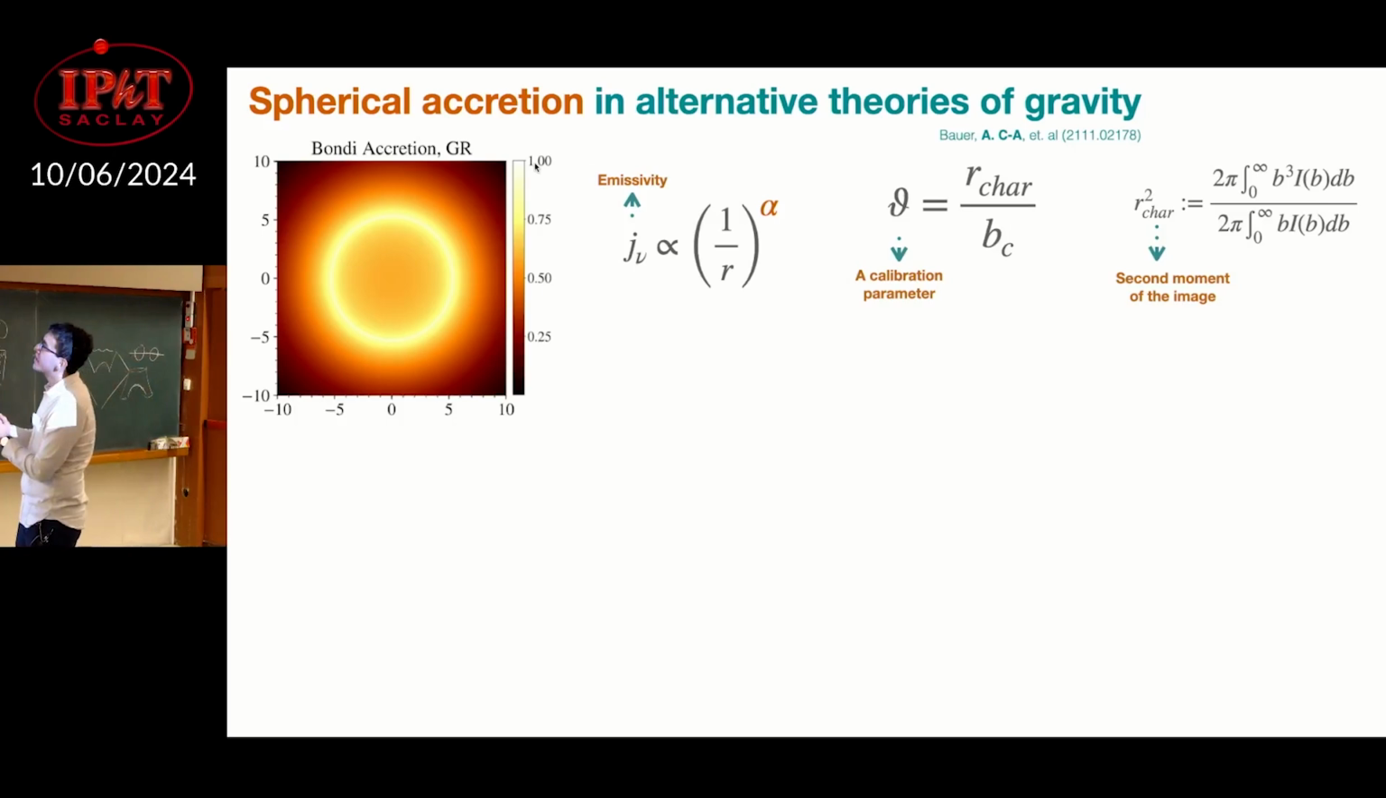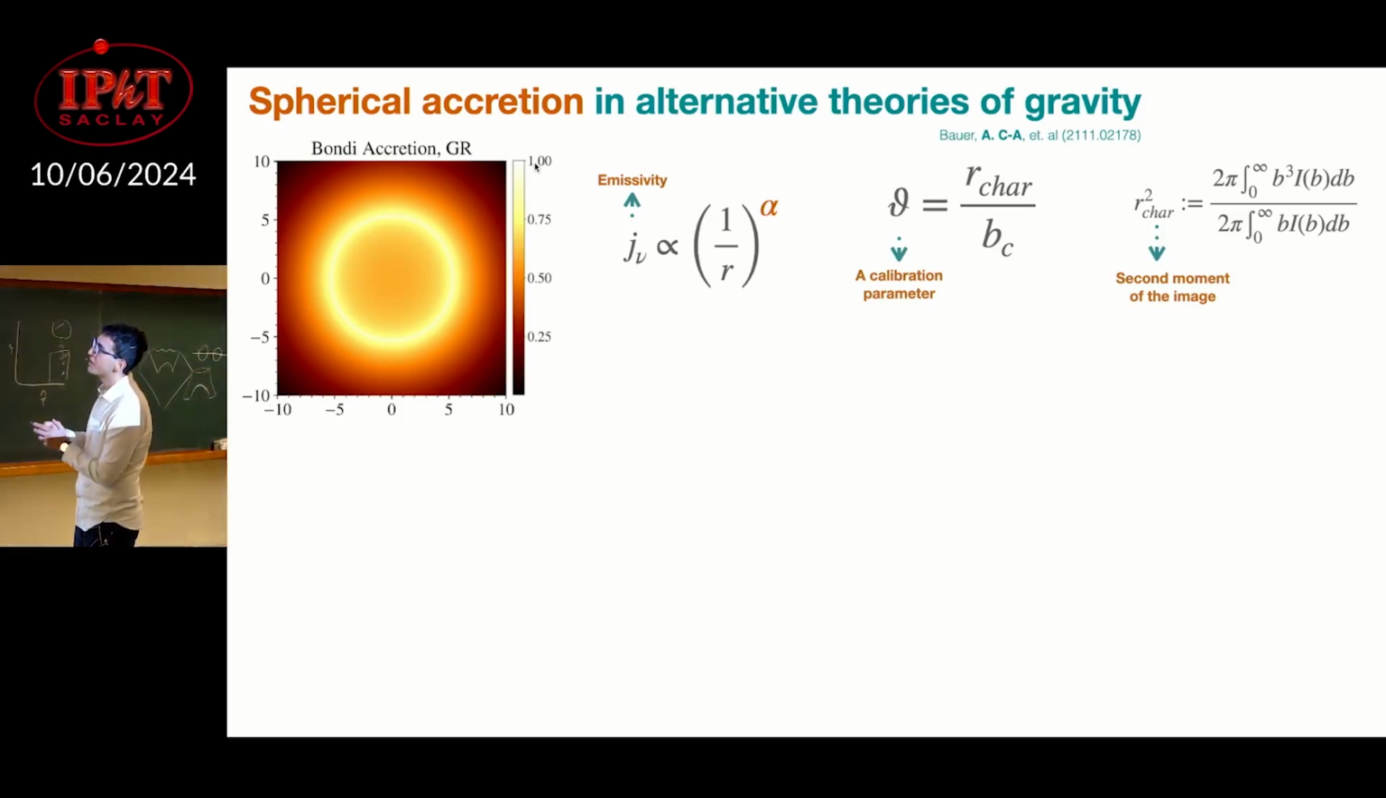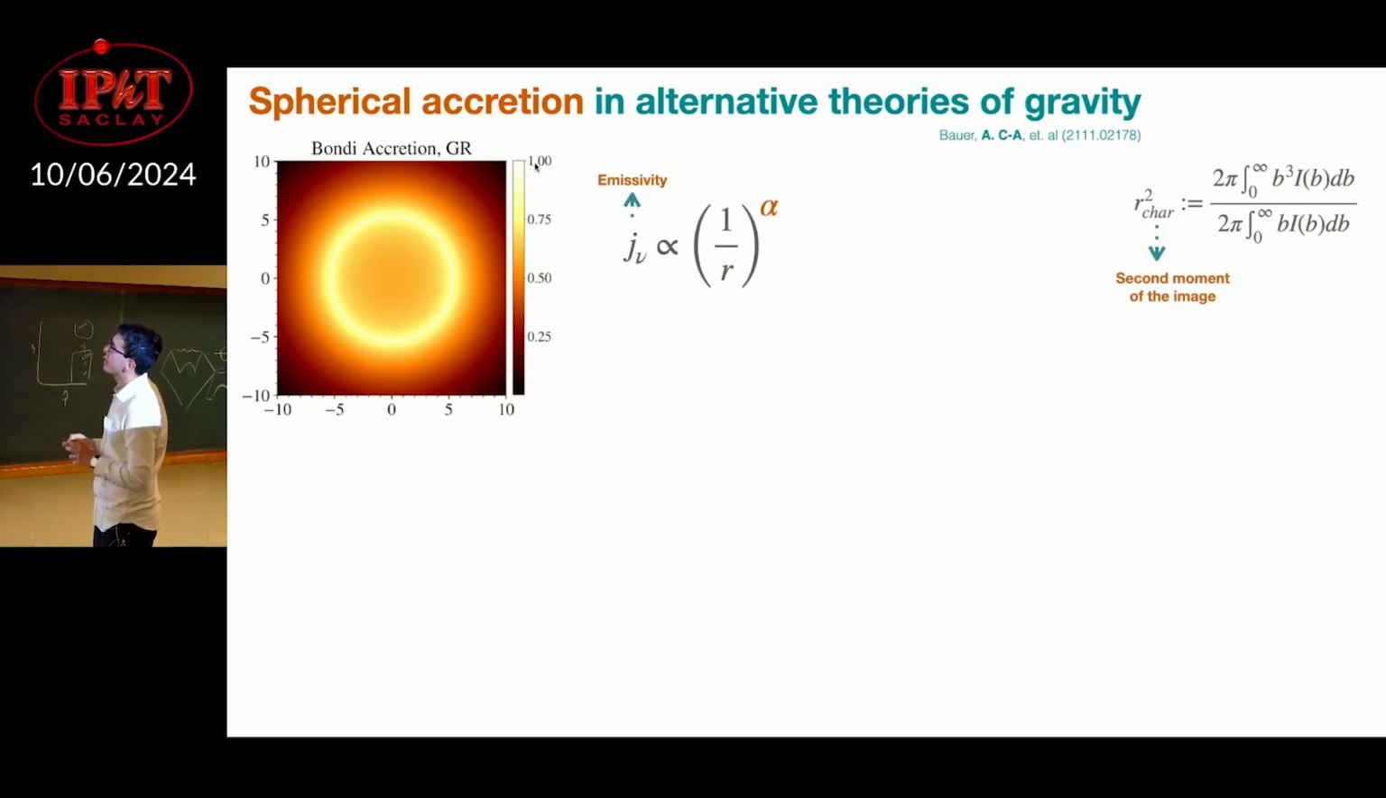So you can repeat this analysis for many astrophysics. This guy will change, you can fix the background, but then the characteristic radius, since it depends on the intensity of the image, will change a little bit. Then you have that calibration parameter, and now you can infer the thing that we in principle don't know.